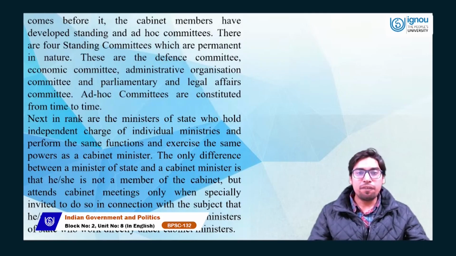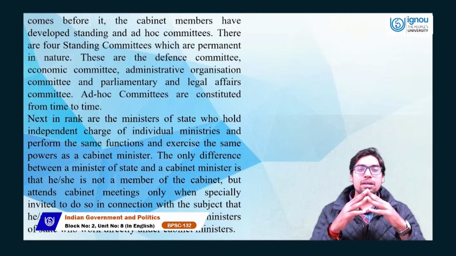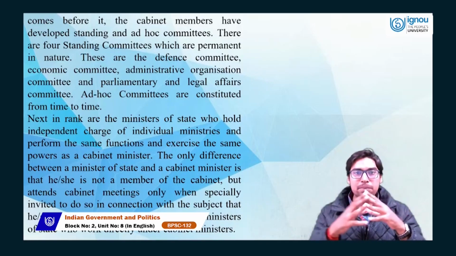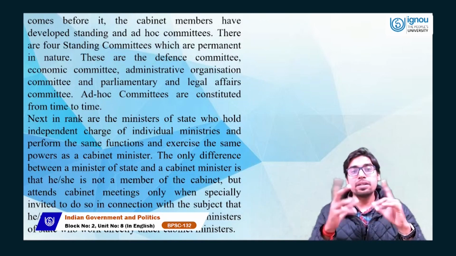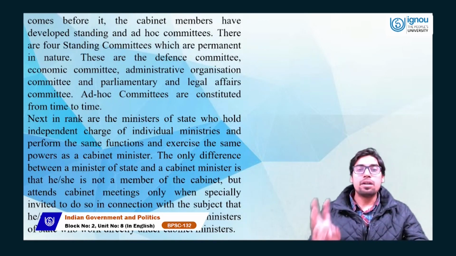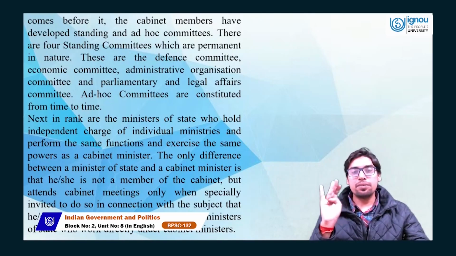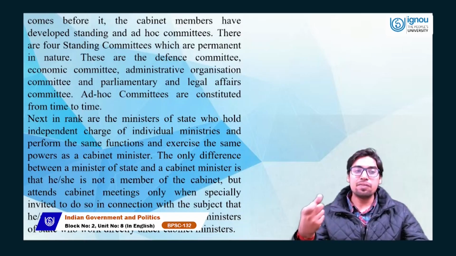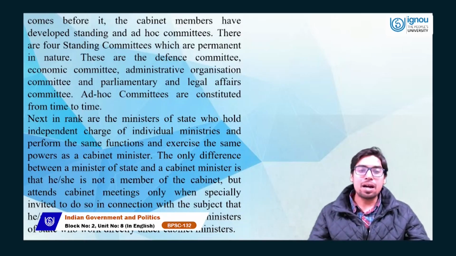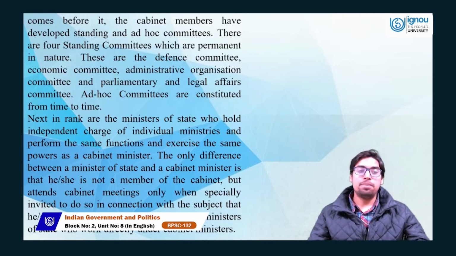There are the Defense Committee, Economic Committee, Administrative Organization Committee, and Parliamentary and Legal Affairs Committee. Basically, there are four committees related to Parliament, and they are permanent in nature. Number one is Defense Committee, Economic Committee, Administrative Organization Committee, and fourth one is Parliamentary and Legal Affairs Committee. Ad hoc committees are constituted from time to time.